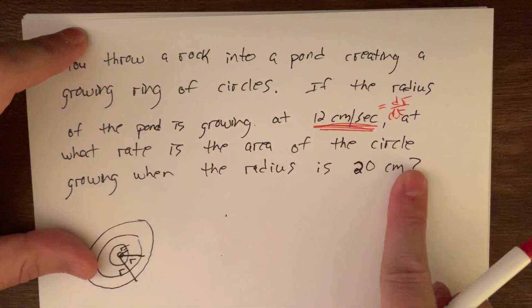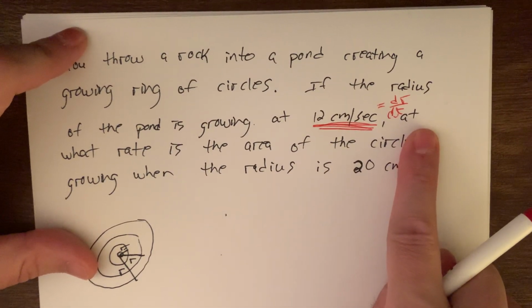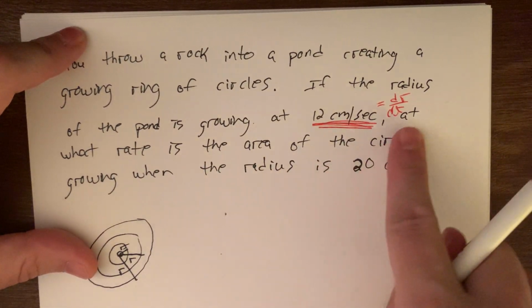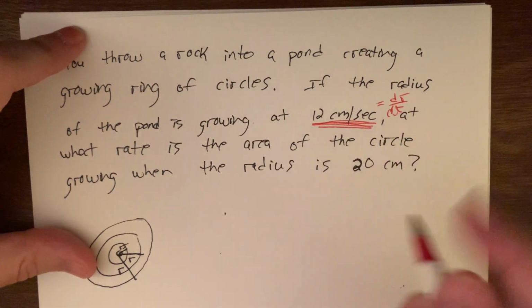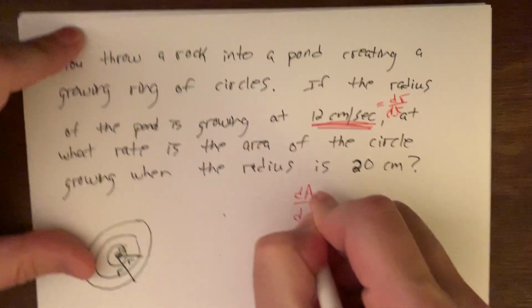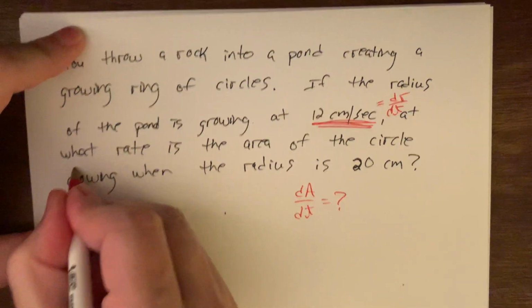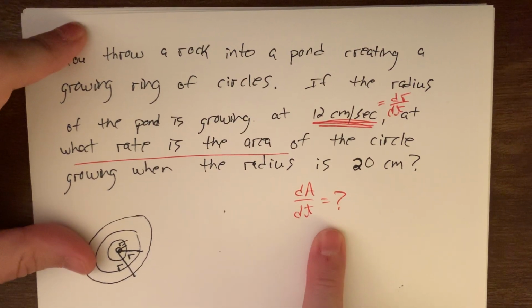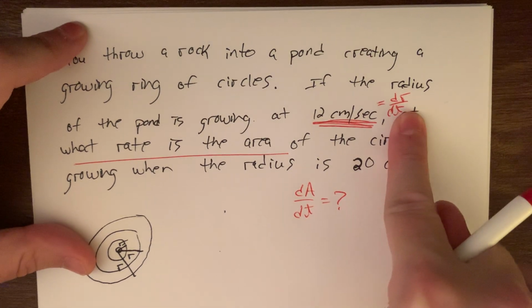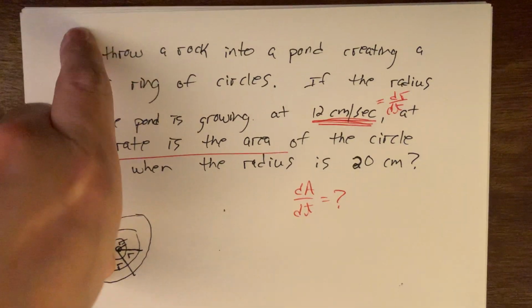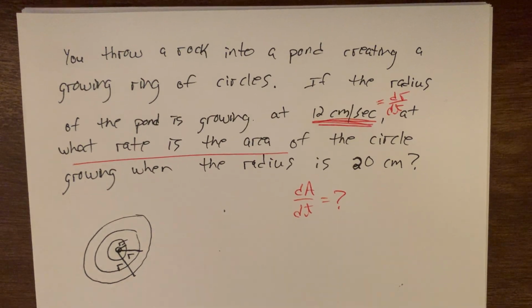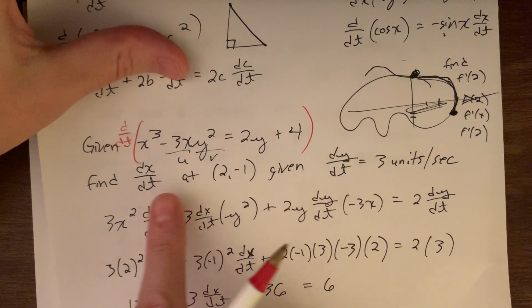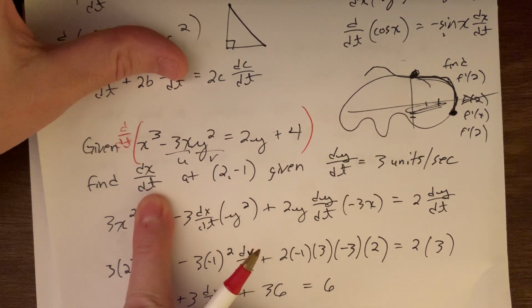Now, if I keep going here, the question itself: at what rate is the area of the circle growing? We know about the derivative of the radius. They're in essence asking us, we know dr/dt, can you find dA/dt? Similar to this very first one, where I gave you dy/dt, you are being asked to find dx/dt.